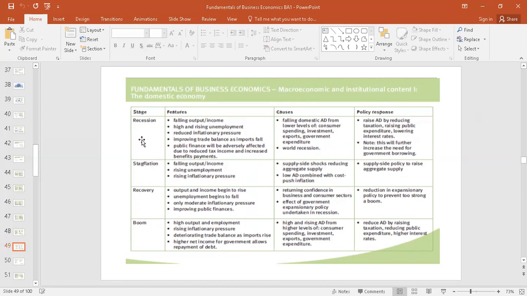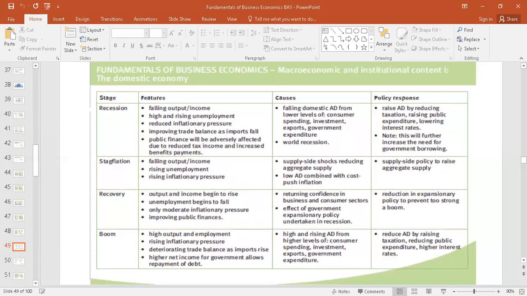So what happens during recession? During recession, what are the main features? The main features during recession, we can see falling output and income. The output is decreasing, and therefore the income also is reducing. See, that is all connected. When output increases, the demand for labor also increases, the income of the people also increases. But when there is no output, no activity carried on, the demand for labor also reduces, the income generated by the workers also reduces. So falling output and falling income.